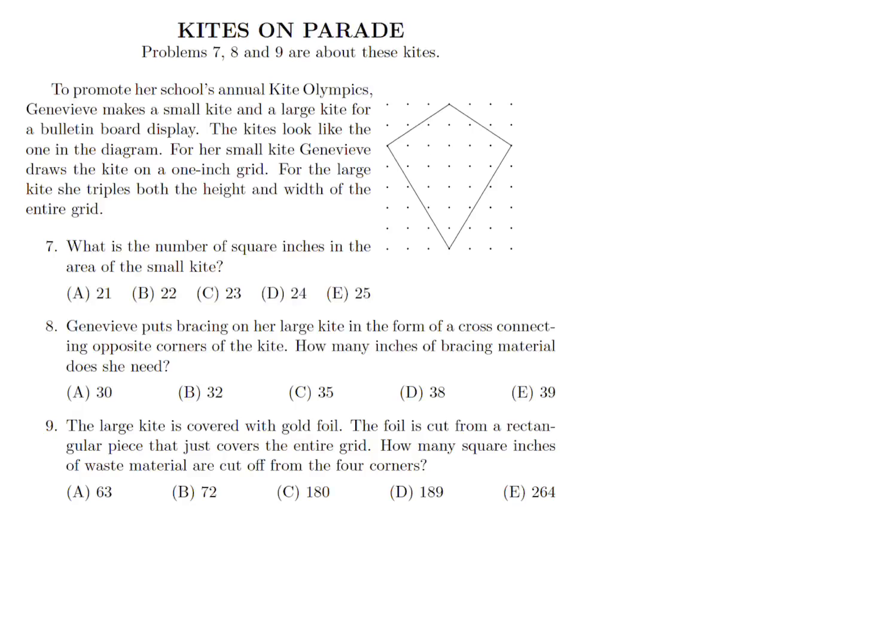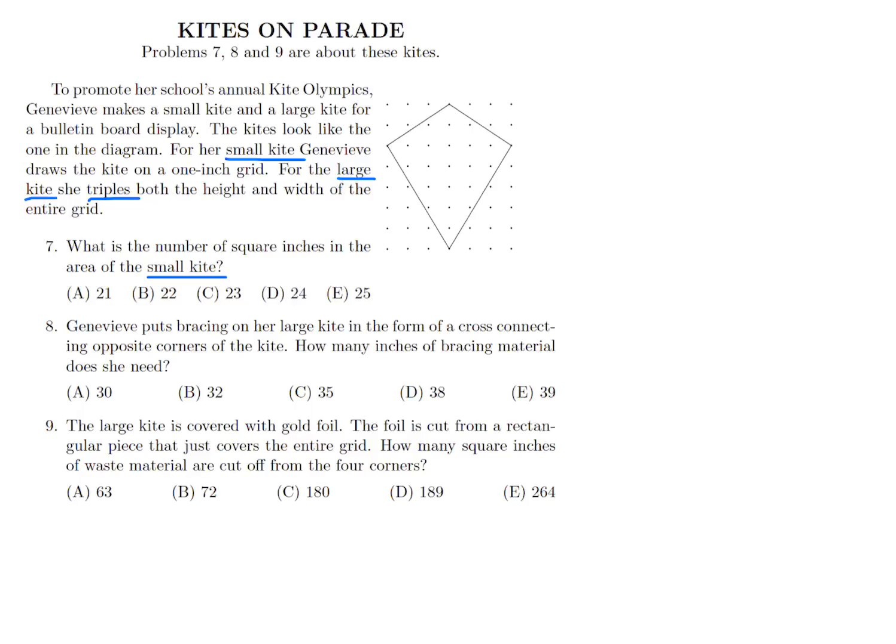All right. To promote her school's annual kite Olympics, Genevieve makes a small kite and a large kite for a bulletin board display. The kites look like the one in the diagram. For her small kite, Genevieve draws the kite on a 1-inch grid. For the large kite, she triples both the height and width of the entire grid. What is the number of square inches in the area of the small kite?